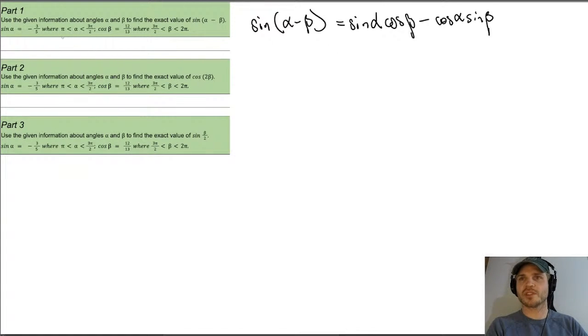Then there's other important information here that alpha is between pi and 3 pi over 2, which means it's in quadrant 3. Well, no, that's 4. Not good at the Roman numerals. And then beta is in 3 pi over 2 to 2 pi. That's 4. Okay, so let's draw a little picture so we can understand what's happening.